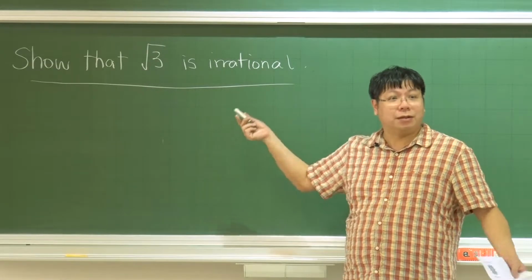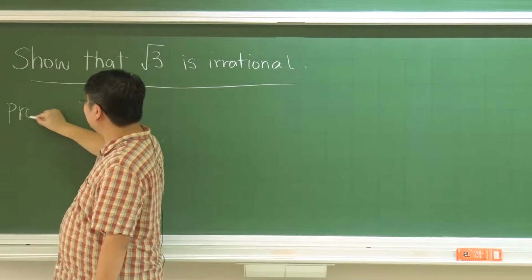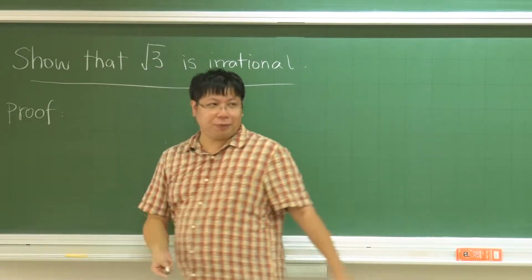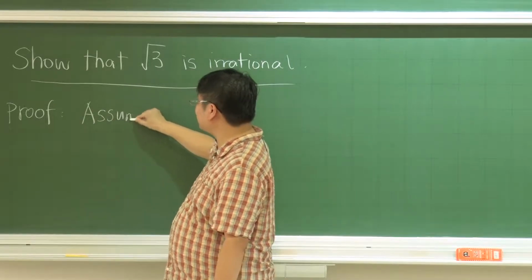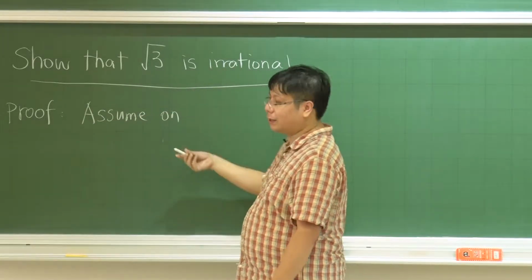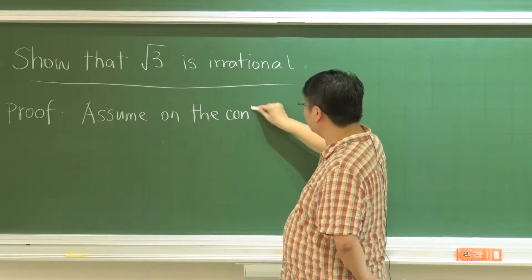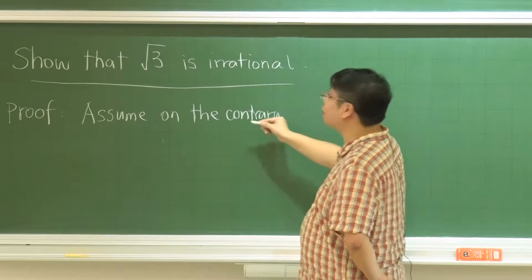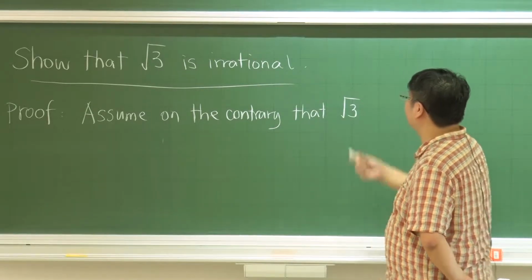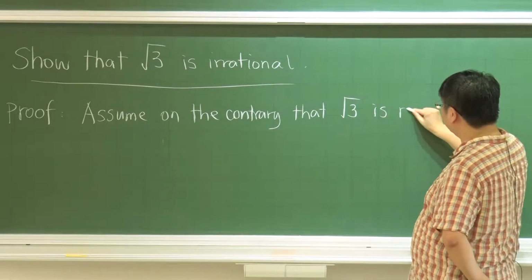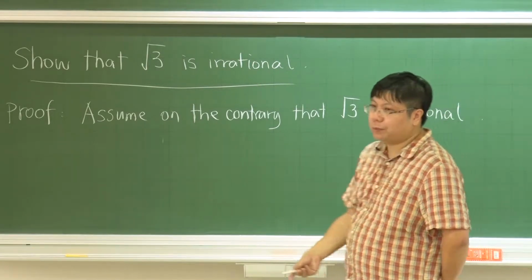And it turns out that for this case, we are lucky. We can easily show that square root 3 is irrational. So let me quickly prove it for you. We prove it by contradiction. So we assume on the contrary, that is, we assume that this is false, that square root 3 is rational. Is that okay?